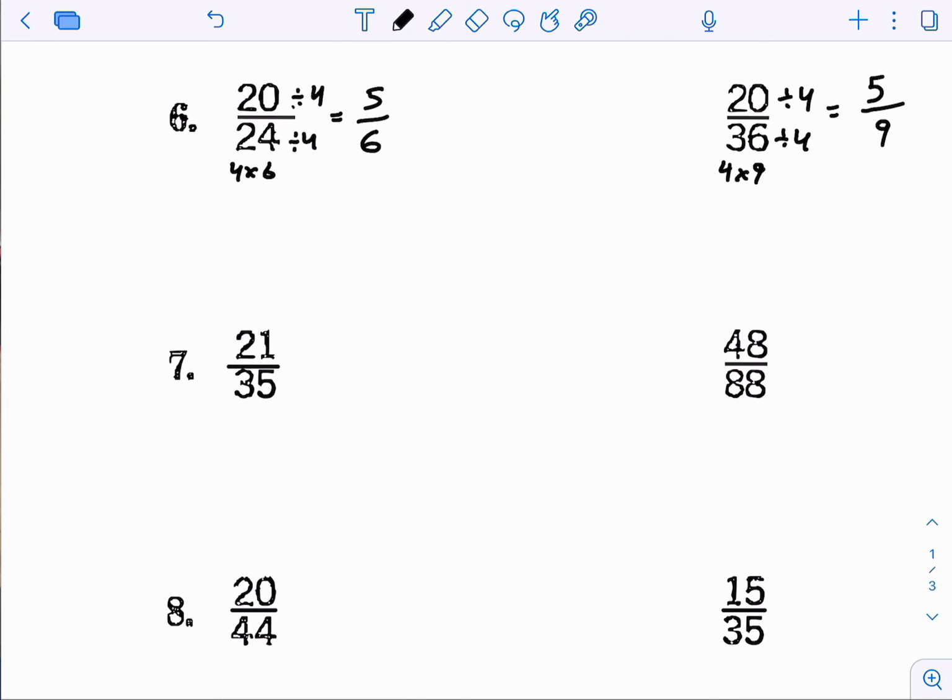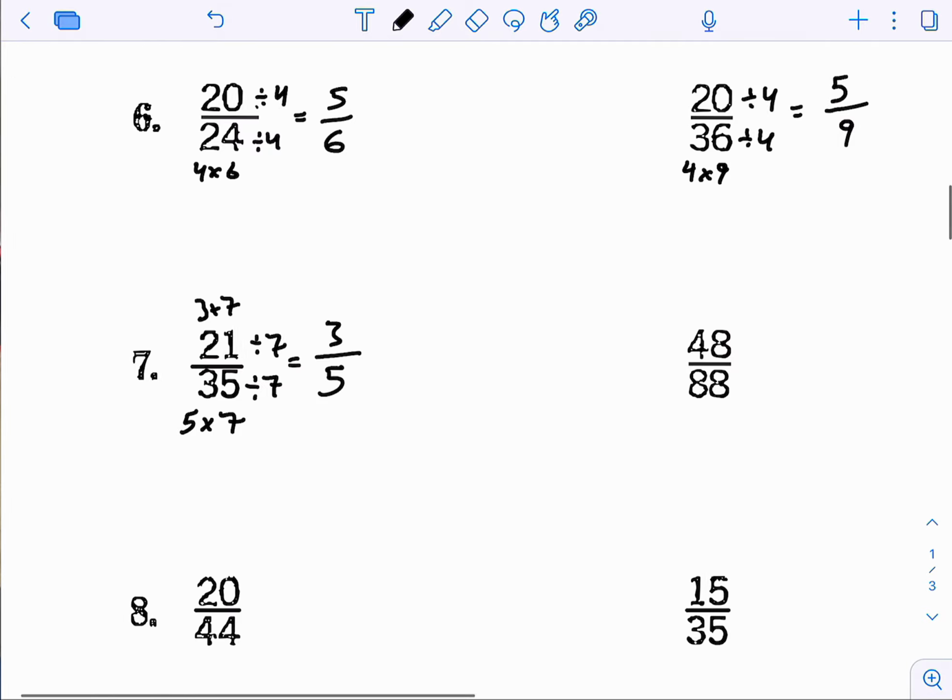Okay, now 21 over 35. So for 35, you think of 5 times 7 is what I think of. 21, you think of 3 times 7. So we're going to divide both by 7. 7's a factor of both. Okay, so we're going to get 3 and 5.